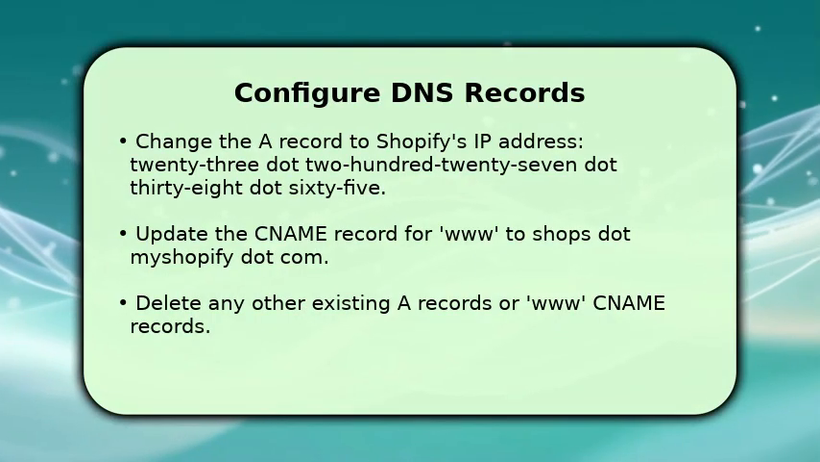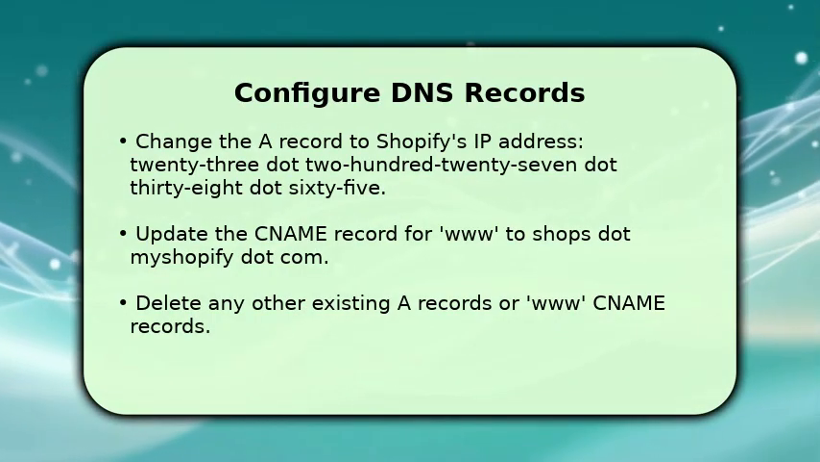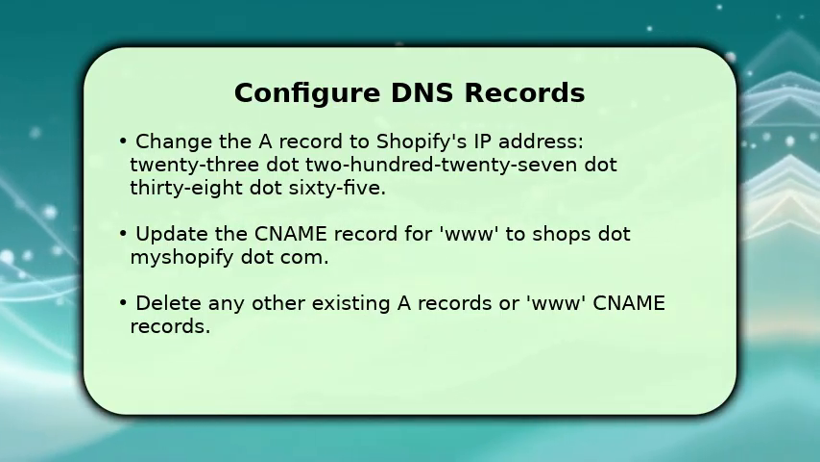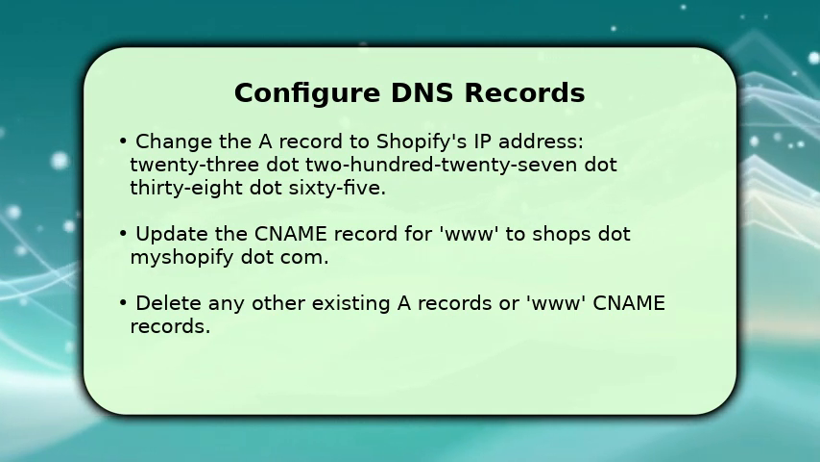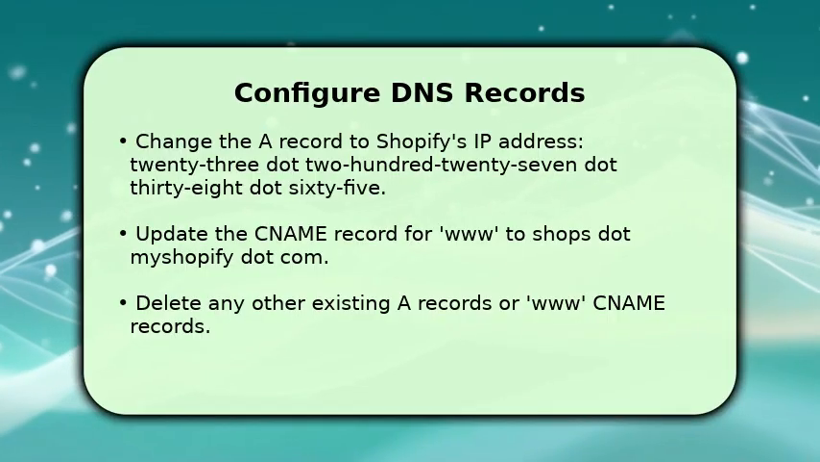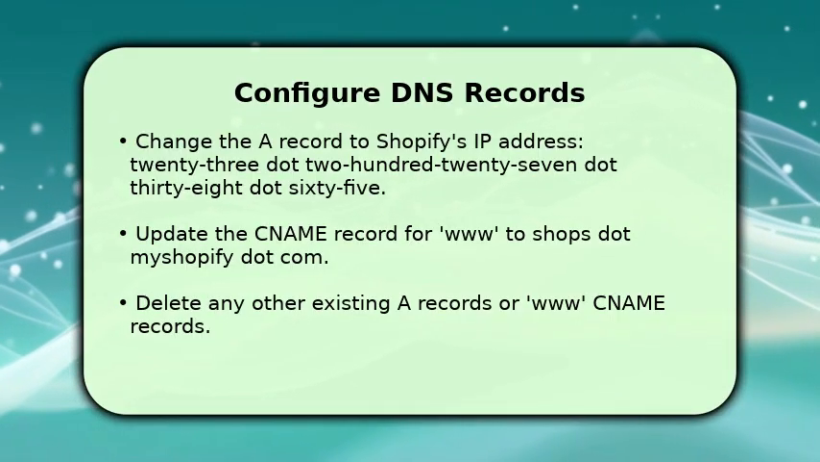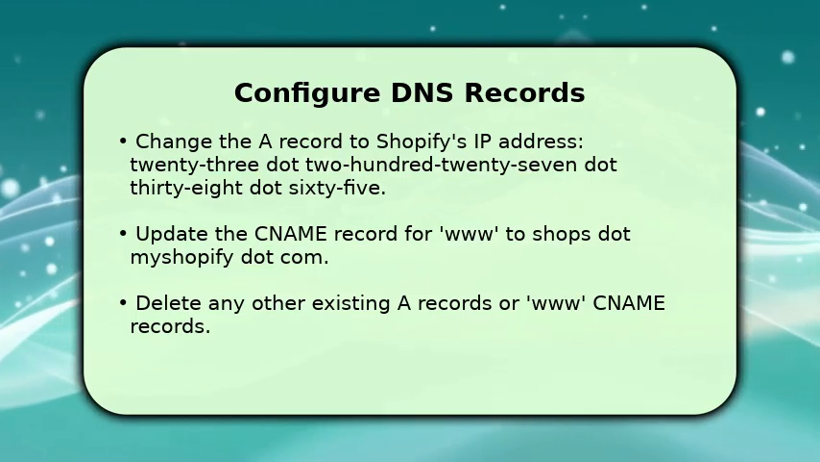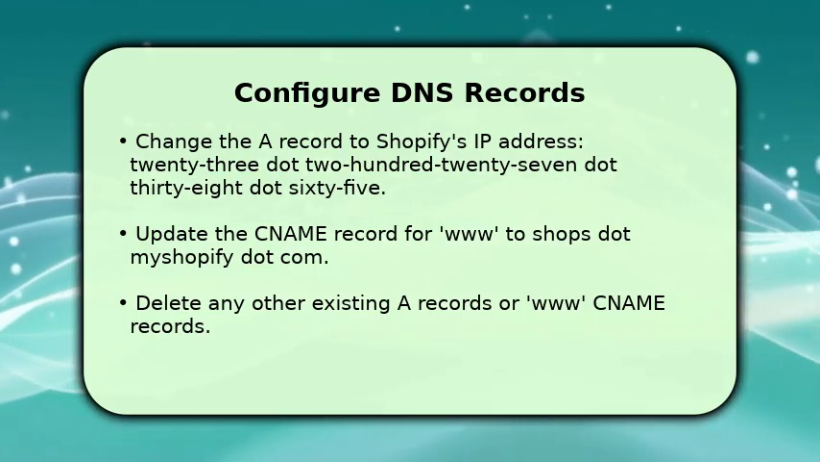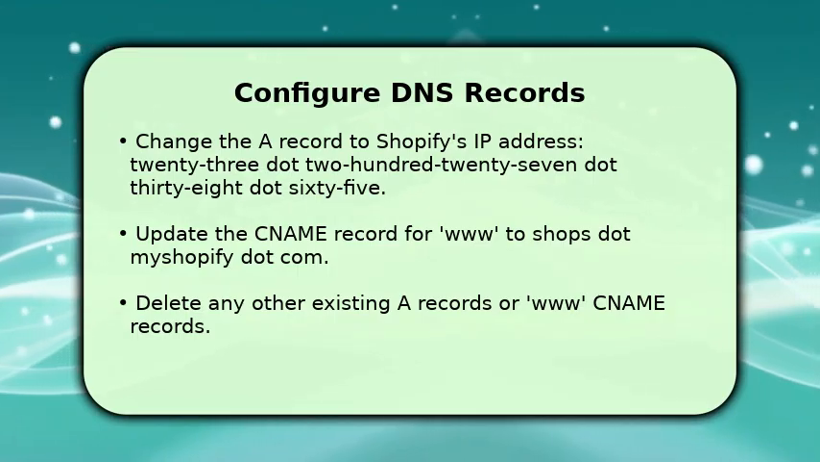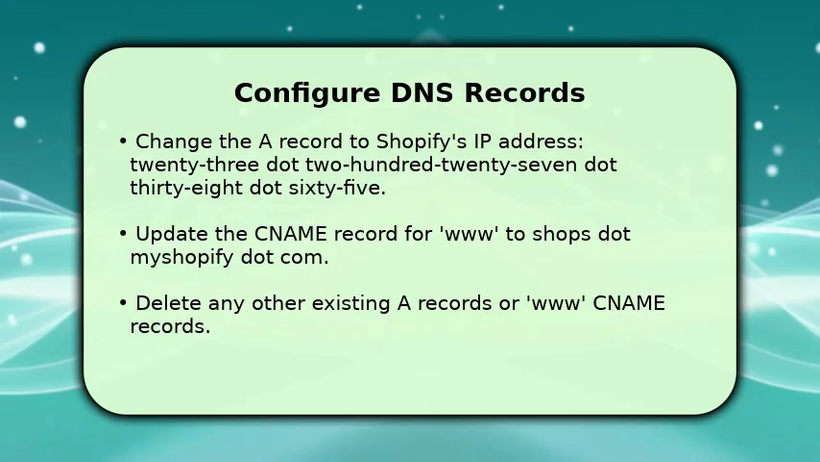Now locate your A record. You need to change its value to Shopify's IP address, which is 23.227.38.65. Next, find your CNAME record for www and point it to shops.myshopify.com. It is important to remove any other A records or www CNAME records that might conflict. After making these two critical changes, remember to save them.